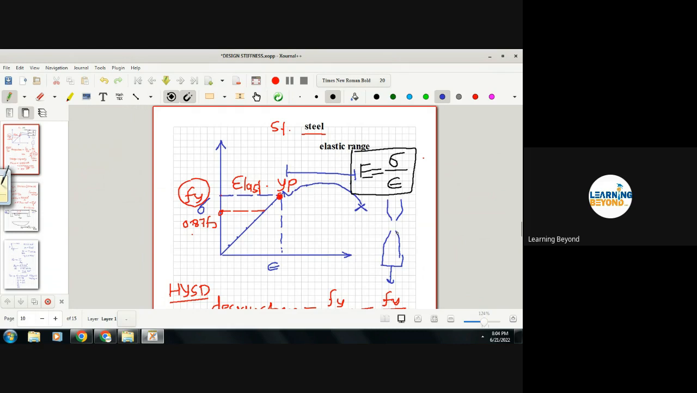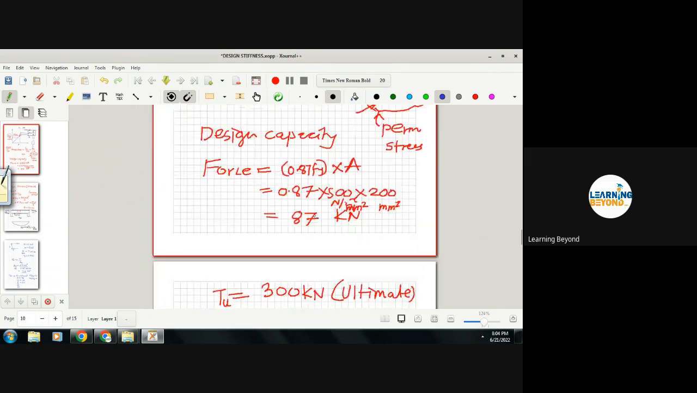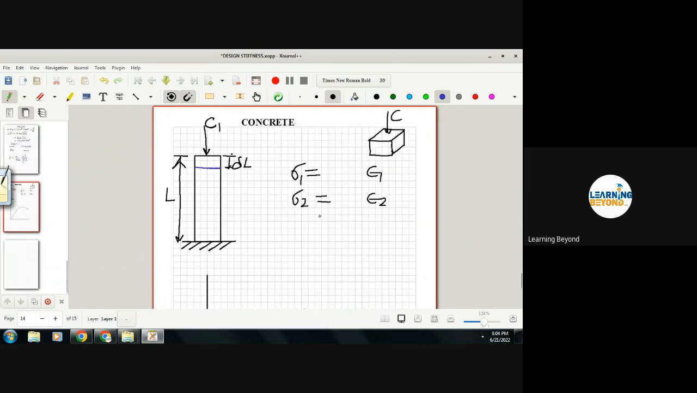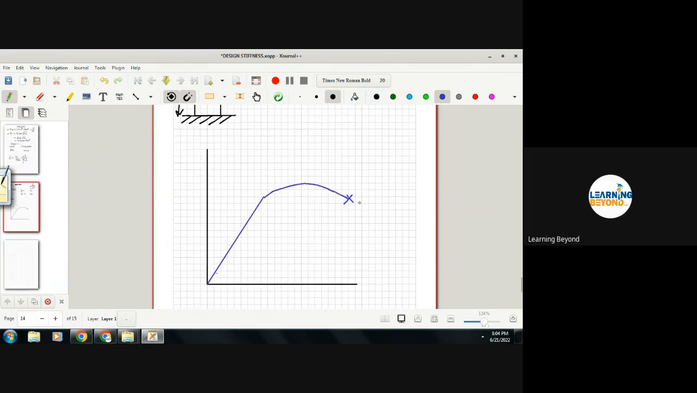In a similar fashion, for concrete also, we will do the test. This is your failure point or ultimate point: ultimate stress, ultimate strain, and failure point. After that, the member is failing. Now here, what is this stress corresponding to this?